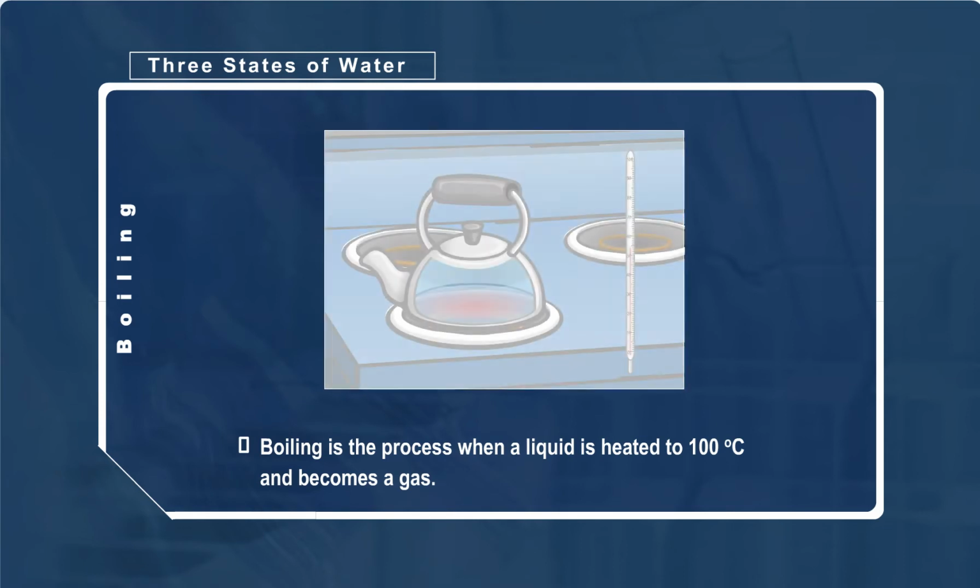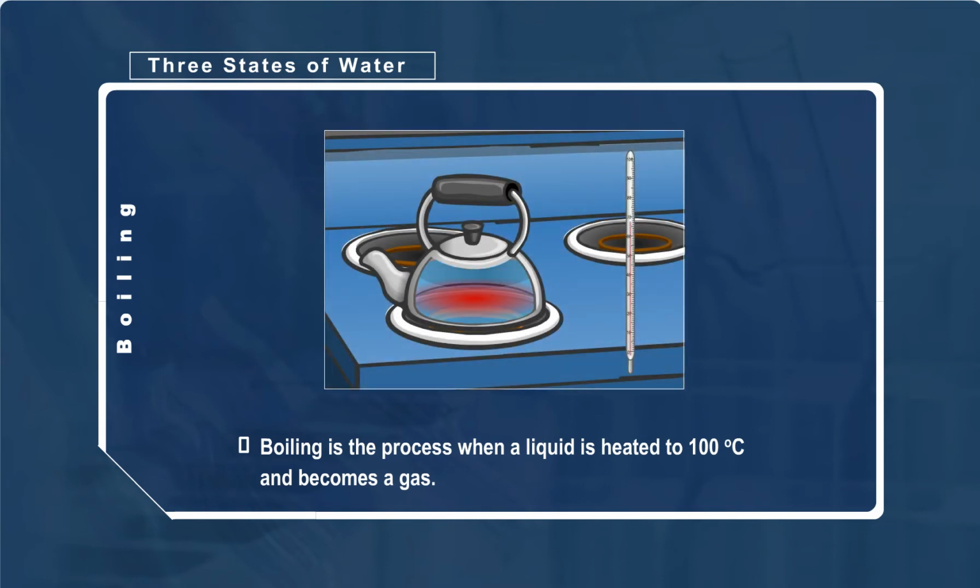When a liquid is heated to 100 degrees Celsius and becomes a gas, the process is called boiling. This temperature is also known as the water's boiling point. At this temperature, the liquid water becomes steam.